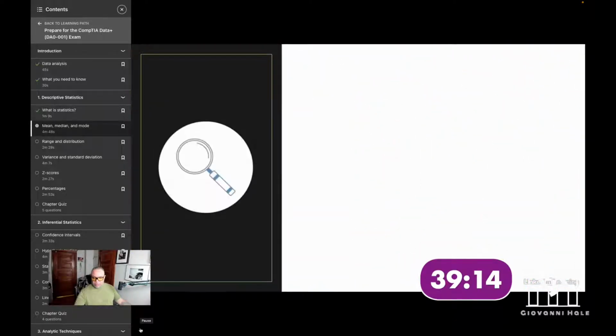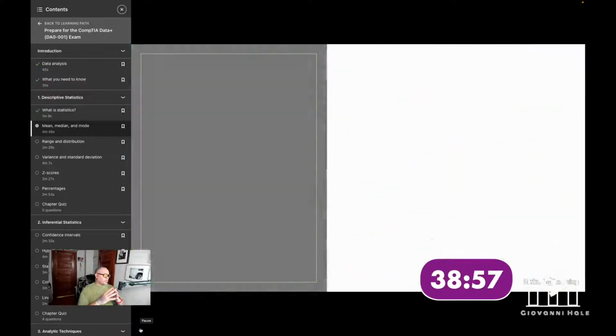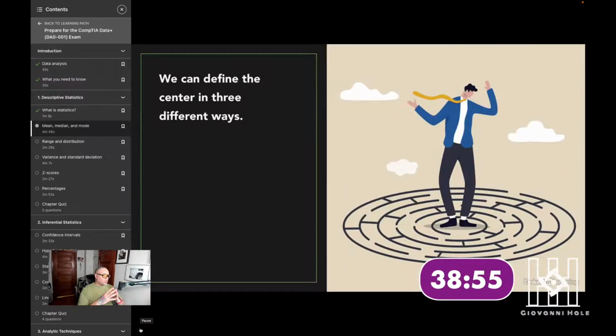The first type of descriptive statistics we'll discuss are called the measures of central tendency. Now, I know that term is a mouthful, but it actually isn't really that complicated. The measures of central tendency are just techniques that attempt to summarize our data with a single value that identifies the center of the data. Now, the question you might be asking yourself is, what does he mean by the center of the data? And that's exactly the right question to be asking.